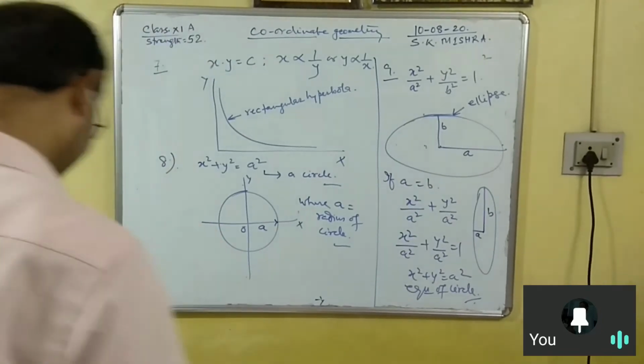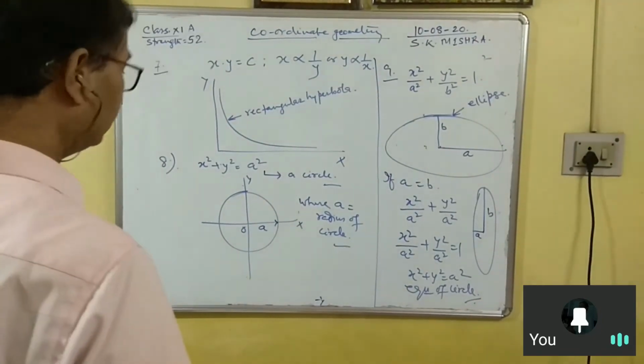And the next part is y is equal to e raised to minus kx.